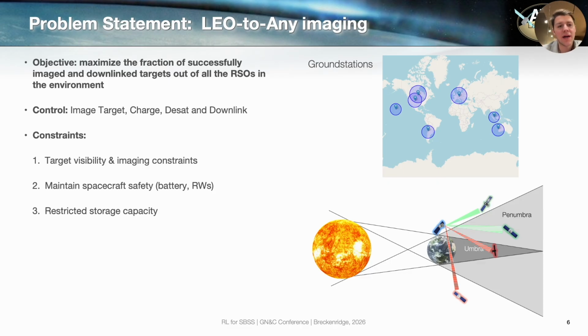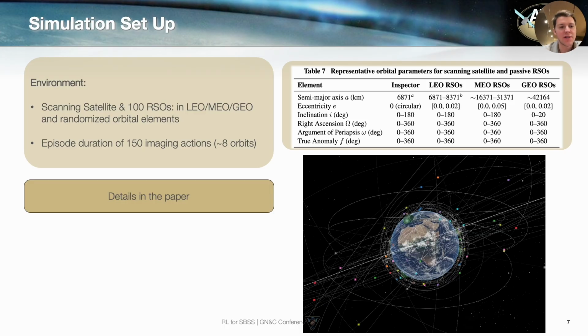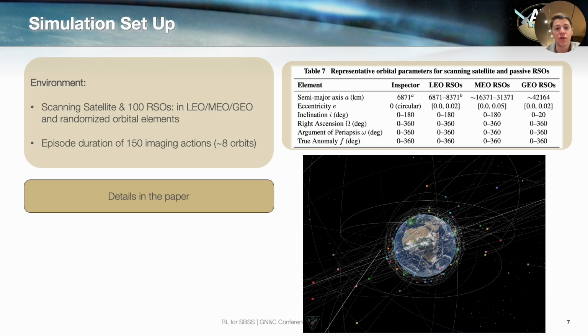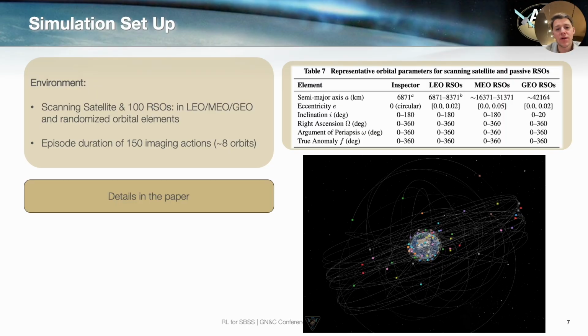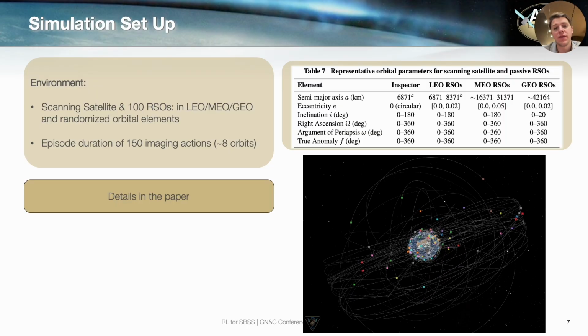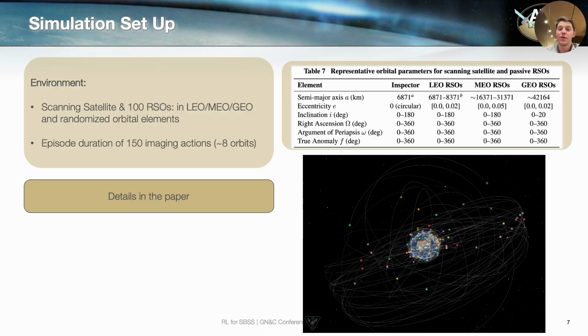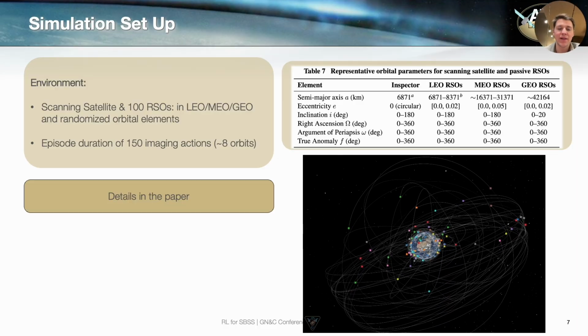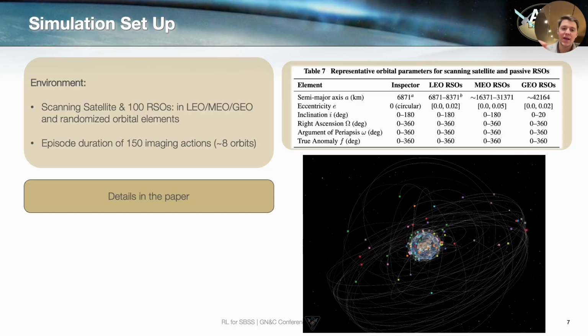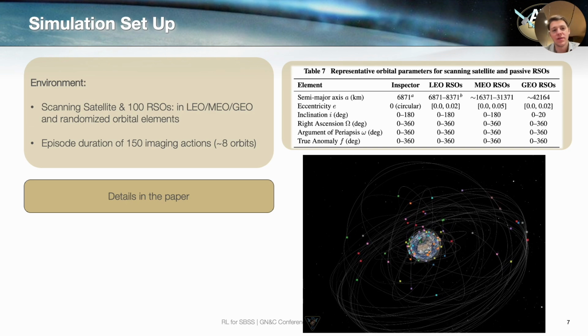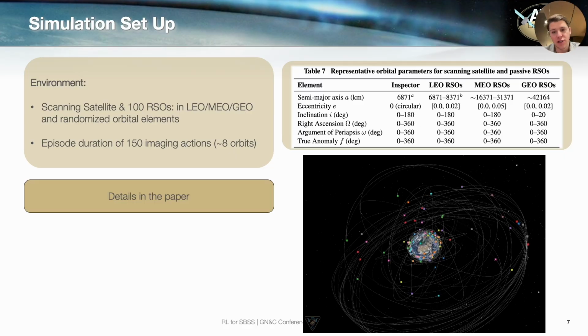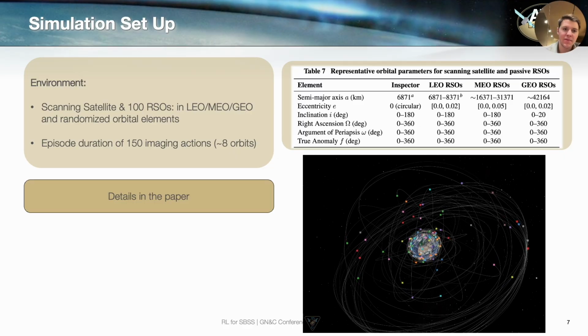To give a quick background on the simulation setup, where all the details can actually be seen in the paper, we're looking at 100 RSOs now, which are spread 50, 30, and 20% between LEO, MEO, and GEO. And the episode is around 8 orbits long, which gives it around 150 imaging actions worth of time. So in theory, it has enough time to image all of them, but in practice, as we will see, you don't always have visibility to all of them, or there will not always be mutual visibility throughout the course of 8 orbits, especially when you consider lighting constraints.